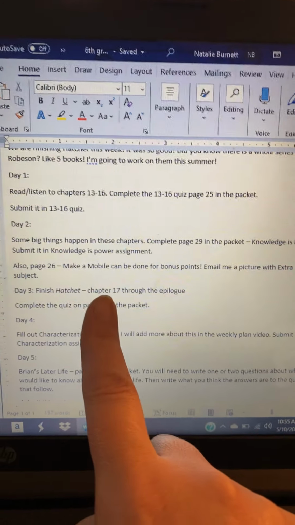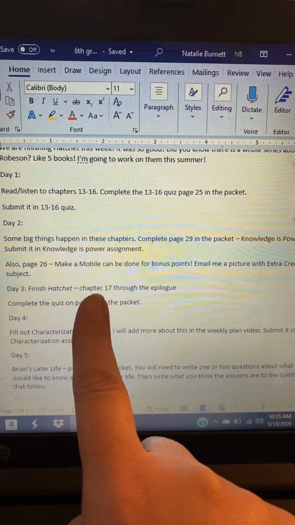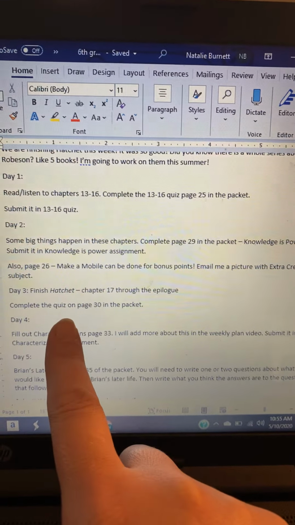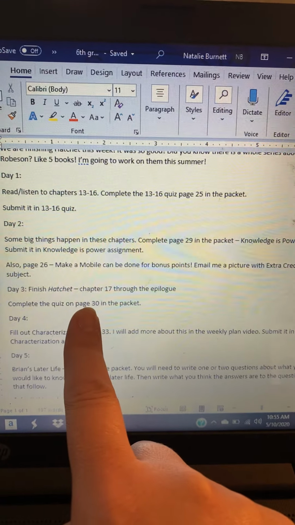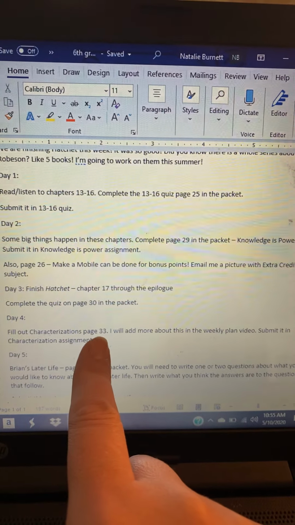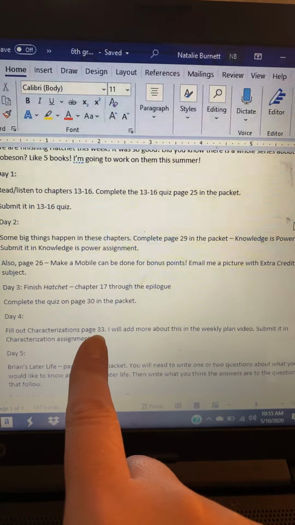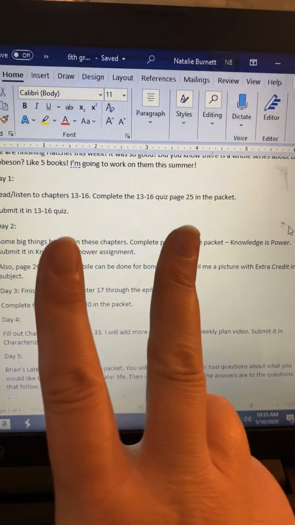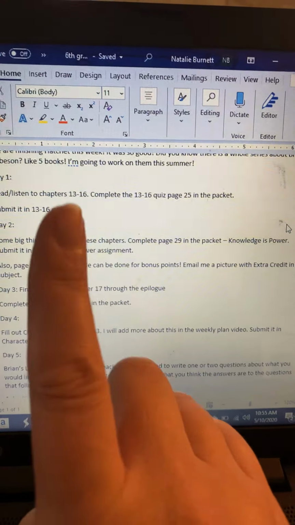You're going to finish chapter 17 through the epilogue, and then complete that quiz on page 30. Then characterization sheet. So characterization, it talks about Brian being a dynamic or a static character. There's two types of characters. Dynamic means that they change.